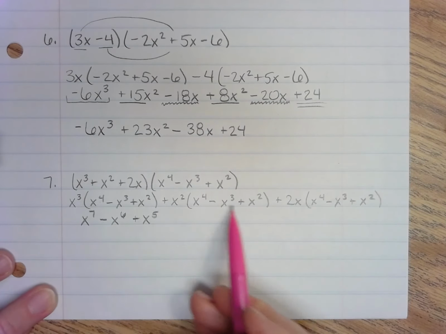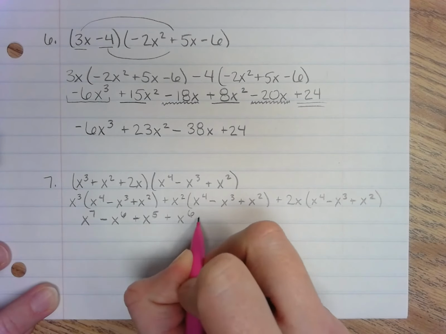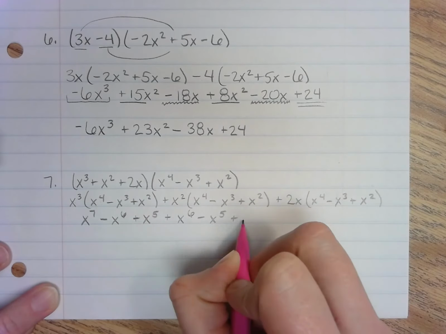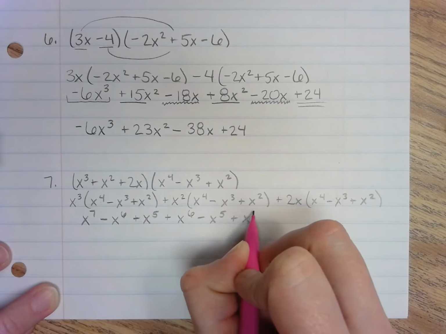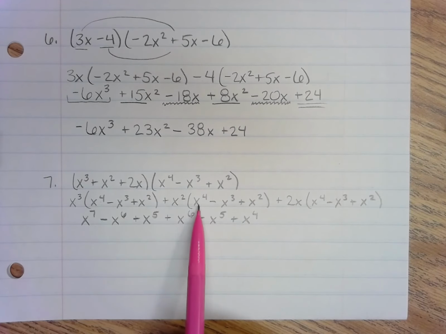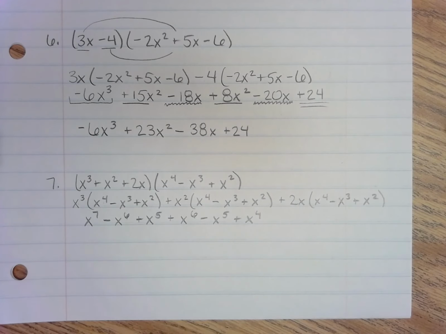Let's move on to the next distributive property. Again, adding those exponents, we get x to the 6th, x to the 5th, and x to the 4th. All while being careful of your signs, go back and check: positive times positive, positive times negative, and again positive times positive. So be careful with each of those terms.